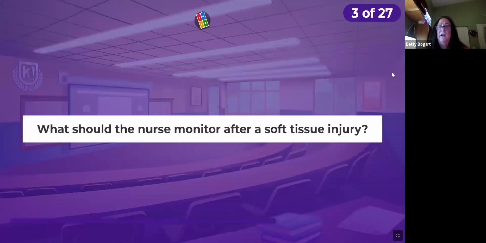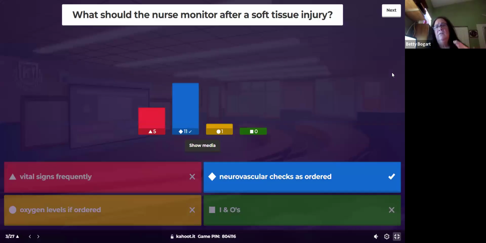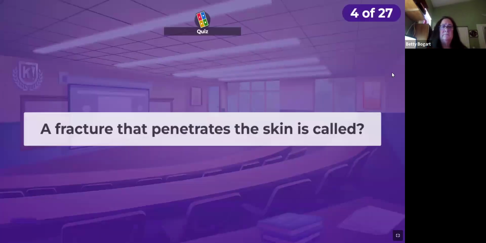What should the nurse monitor after a soft tissue injury? Soft tissue injury, ecchymosis, swelling. Was it a crush injury? The whole thing about any soft tissue injury is to do neurovascular checks. And you're worried about those distally, right? Is blood still getting down to the fingers, still going down to the toes? Yes, neurovascular, most important thing, circulation.